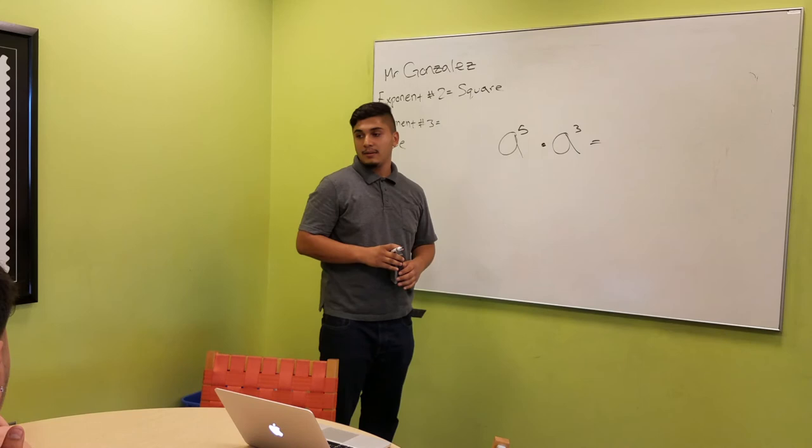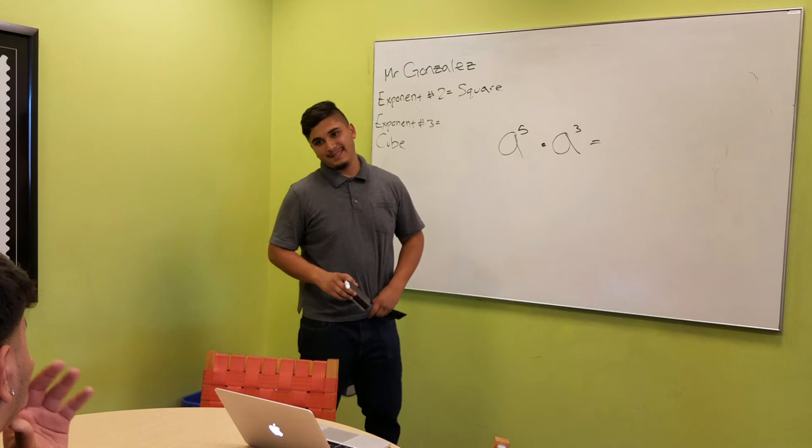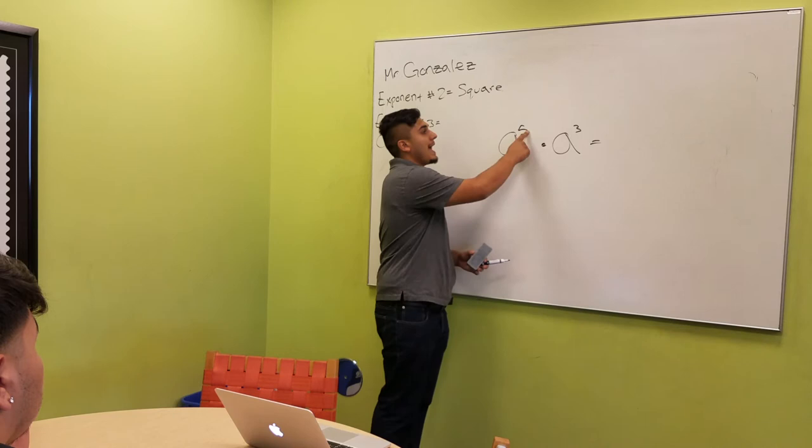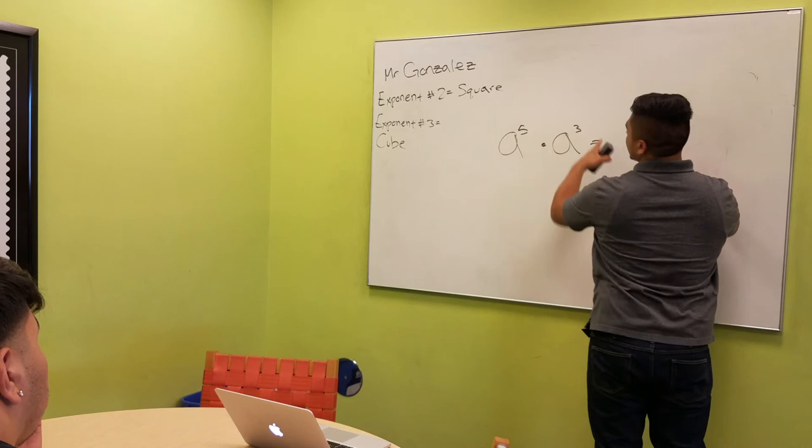A times A times A times A times... no, there's an easier way to do it. In this equation, we're not going to necessarily multiply. What we're going to do is add these exponents. Okay? So what's 5 plus 3? 8. So A to the power of 8.